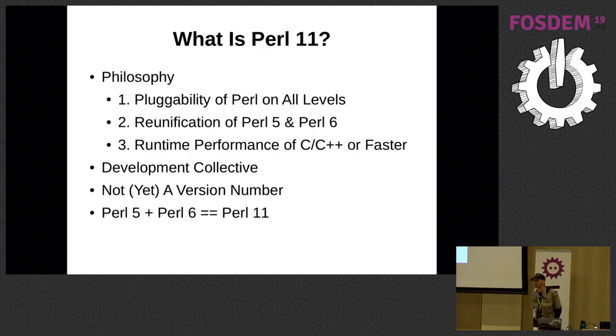The second goal of this new philosophy is, of course, the reunification of Perl 5 and 6, and we'll see in a minute that these are two different languages, and we're calling them siblings, so they're not the same language, and they're not just a new version of the same language. That's often confusing, and rightly so, because you would think from going from 5 to 6 it's just the next version of the language, but it's not. It's a different language.